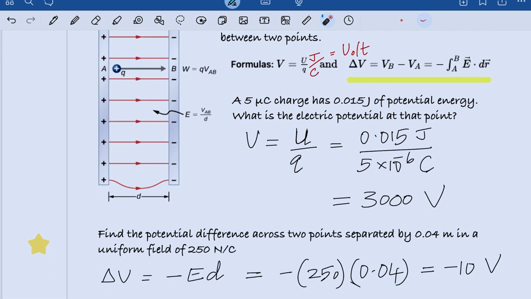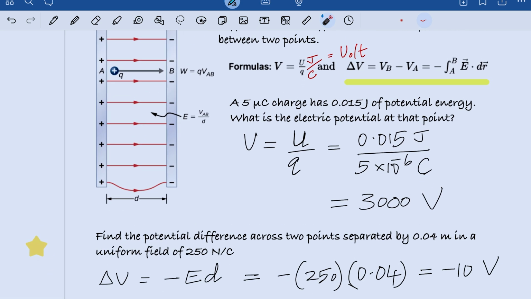Or you could have it this way. Find the potential difference across 2 points separated by 0.04 meter in a uniform field of 250 Newton per coulomb. Well, let's go to this example. So let's say that these two plates are separated by 0.04 meter, and we know there's a field here in that direction. Let's say that field is 250 Newton per coulomb. So you have that field and you have the distance.